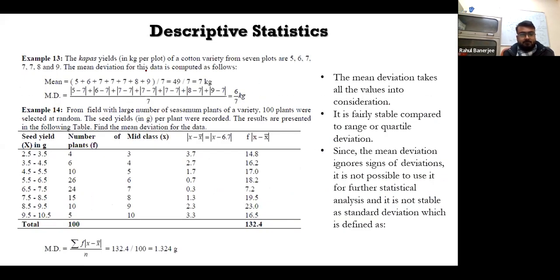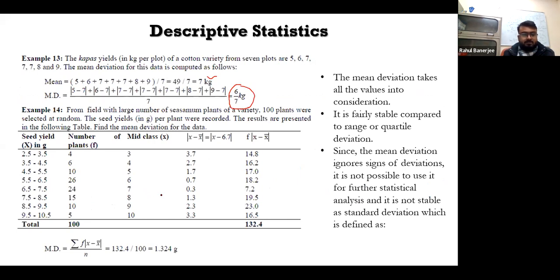So this is one example. Here kapas yield is given in kg per plot of a cotton variety from 7 plots. First we calculate the mean. The mean is 7, and then we subtract each value from 7. Say 5 minus 7, taken as the modulus. So 5 minus 7 comes out to be minus 2, but we take only 2. So 2, 1, 0, 0, 0, again 1, 2. This comes out to be 6. So 6 by 7 is the mean deviation.